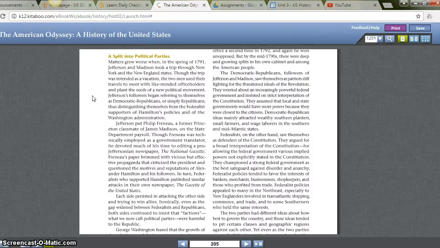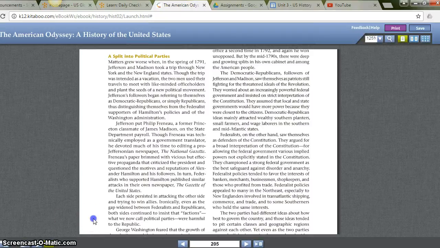Jefferson put Philip Freneau, a former Princeton classmate of James Madison, on the State Department payroll. Though Freneau was technically employed as a government translator, he devoted much of his time to editing a pro-Jeffersonian newspaper, the National Gazette. Freneau's newspaper brimmed with vicious but effective propaganda that criticized the president and questioned the motives and reputations of Alexander Hamilton and his followers. In turn, Federalists who supported Hamilton published similar attacks in their own newspaper, the Gazette of the United States. Each side persisted in attacking the other side and trying to win allies.